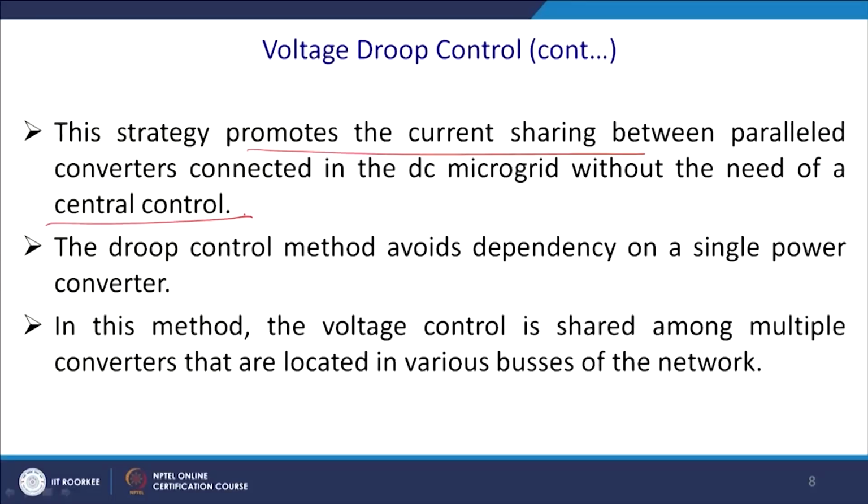That is quite understandable. The control method avoids dependency on a single power converter. If the master controller goes out, then it is a total blank, you do not have any redundancy. But here in this case you have a huge redundancy. So, whosoever can take care of the load, it will take care of the load.